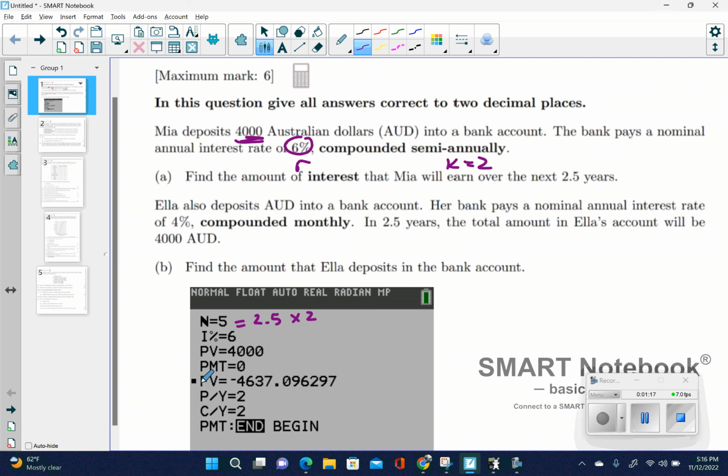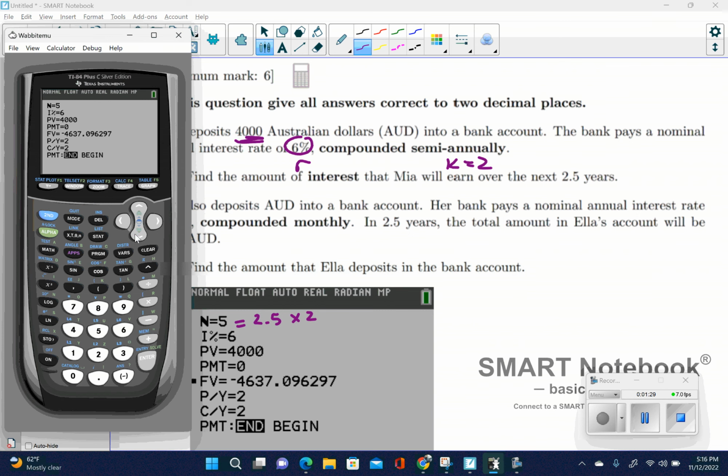We don't know the payment. We're not concerned with that. The future value is what the calculator is going to help us find. The periods per year and the compounded periods per year is 2 for both of those. And so now all you have to do to get the calculator to tell you what the answer is for this is you hit alpha and solve. And it'll give you negative 4,637.10. And if you round this is about 10 cents.